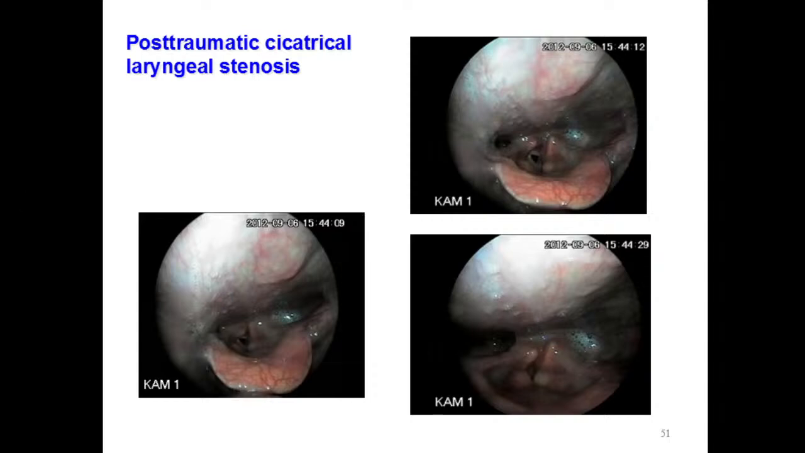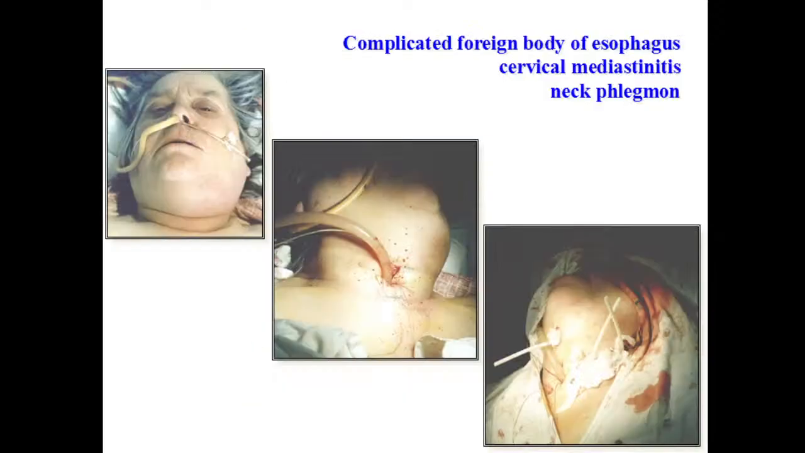Here you can see pictures of post-traumatic laryngeal stenosis when the patient has some prolonged injury of the larynx. I think it is due to prolonged intubation, and you see a very small hollow for breathing due to formation of scar tissue.